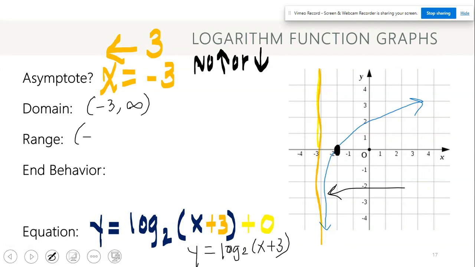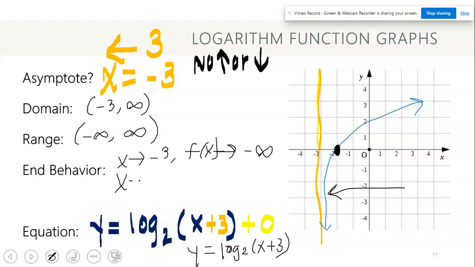Our range, nothing's stopping us all the way down to negative infinity and all the way up to positive infinity. Our end behavior, the furthest to the left we can go is our asymptote, negative 3. Where is our function pointing at negative 3? Well, it's pointing down towards negative infinity. And on the right, nothing's going to stop us moving to the right. To the right, we're fine. Where's our function headed? Our function is slowly but surely pointing upwards.